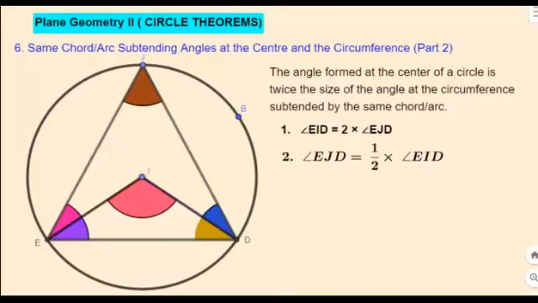Now, when you draw a line from point J to the center I, it divides triangle EJD into 3 triangles. We have one of the triangles here, that is EIJ. We have another triangle JID, and we have one triangle at the base, that is EID.